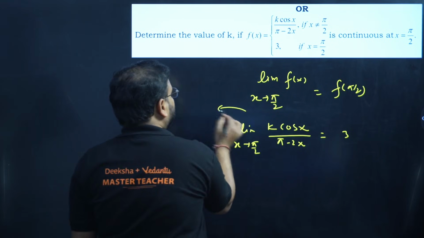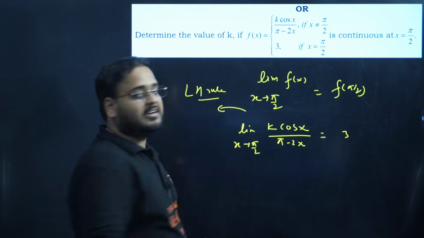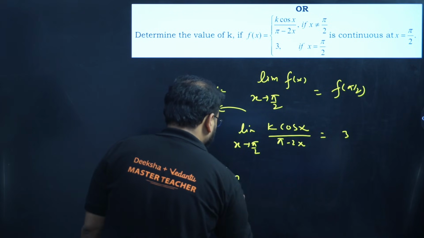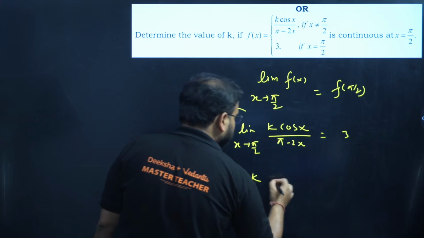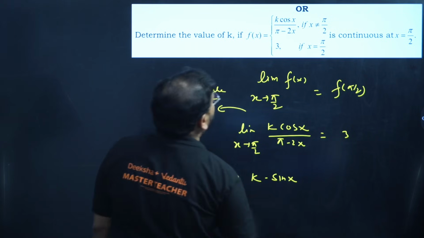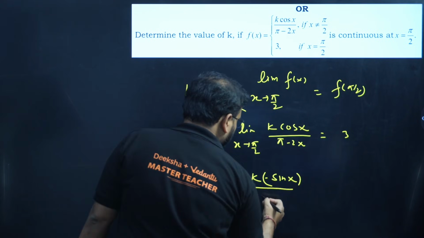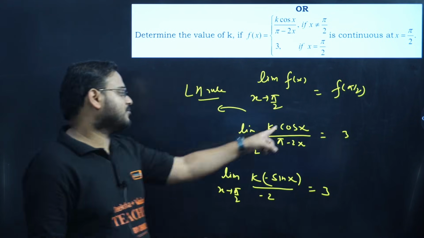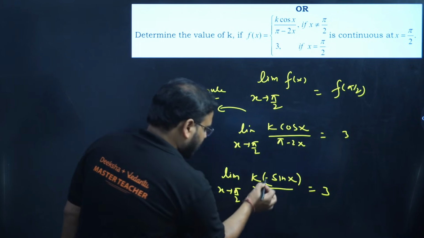On this side we're going to apply L'Hopital's rule. Differentiate in the limit, keeping the limit as it is. So limit x tends to pi by 2, k is as it is, cos becomes minus sin x, and pi minus 2x becomes minus 2, equals 3. K is as it is, cos becomes minus sin, pi will be 0, minus 2x will become minus 2. Minus and minus cancel.